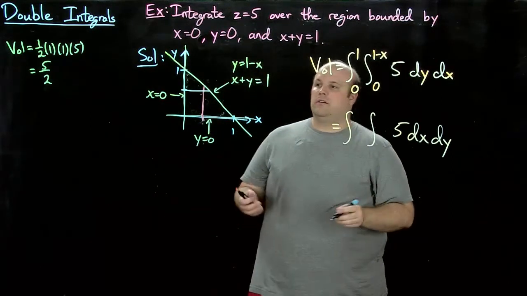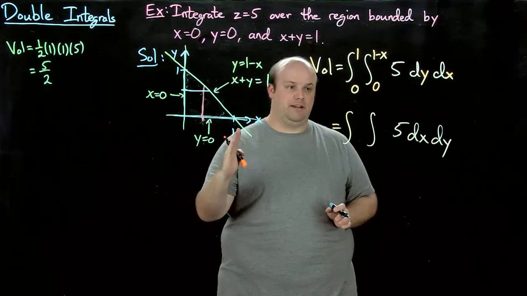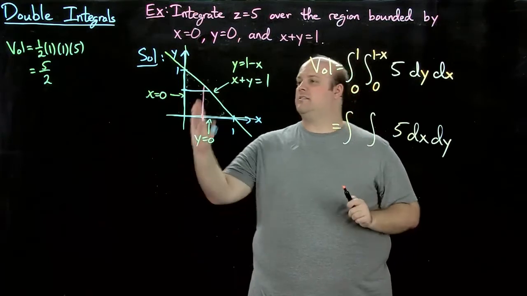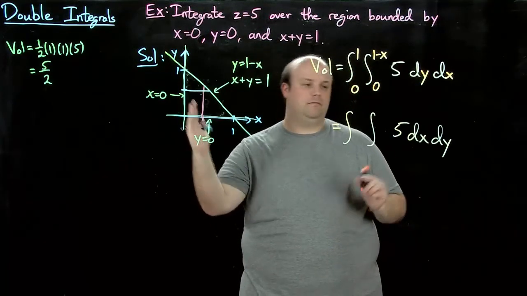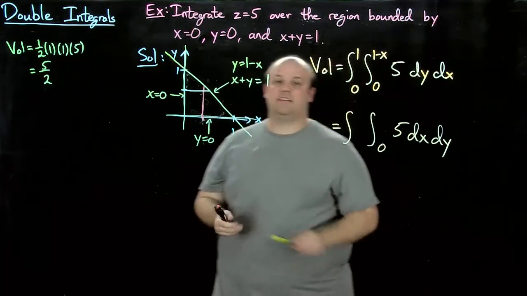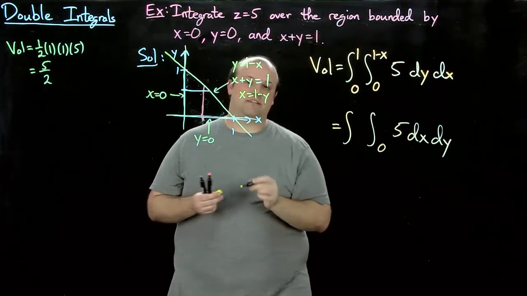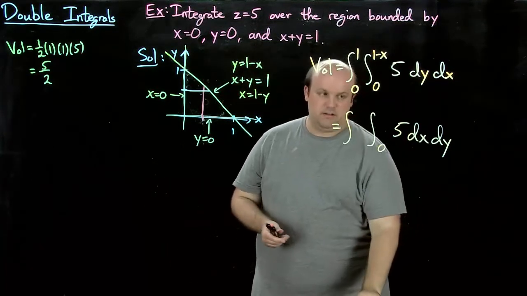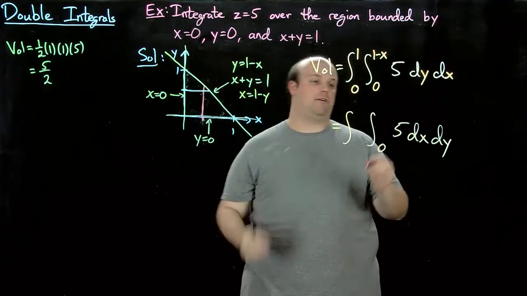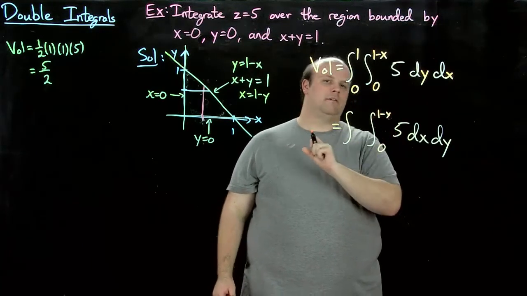Now x, remember, goes from left to right. So that means our bounds for x, the leftmost thing is 0. The rightmost thing is this line. And this line, now we have to solve it for x. And it's just 1 minus y. So the top bound for x, which is the rightmost part here, is 1 minus y.